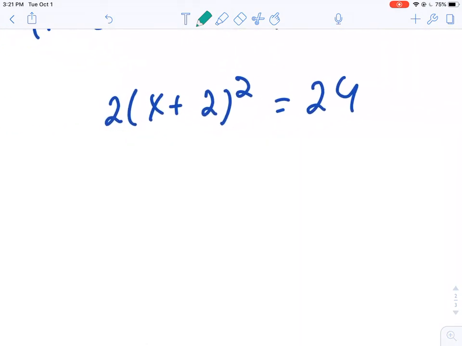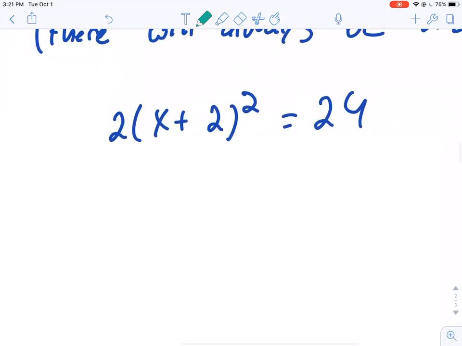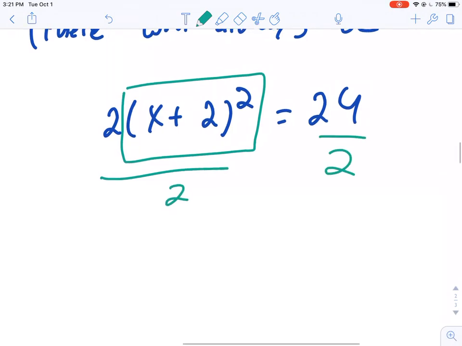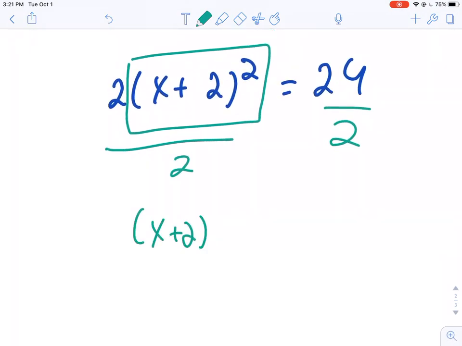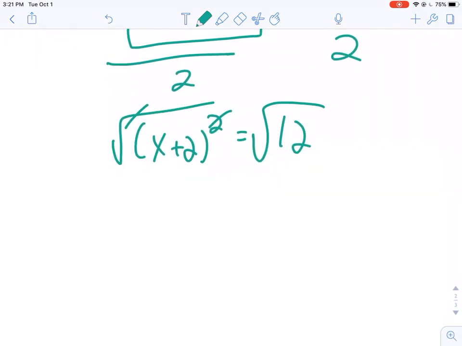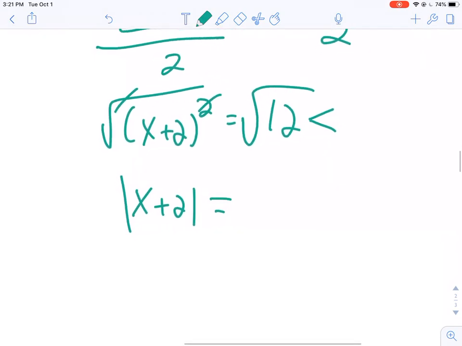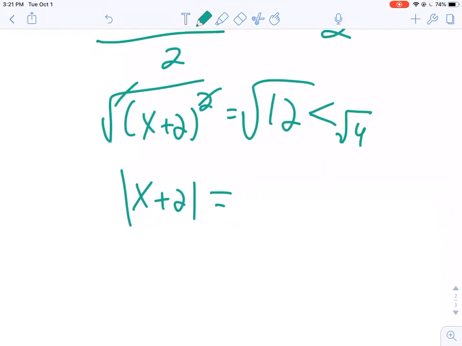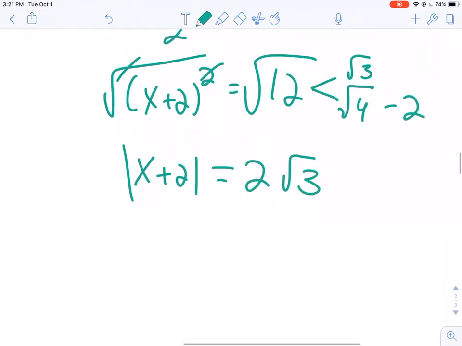Let's take a look at this one. A little bit more work is involved in this one. Before we can take the square root, we have to get this by itself. So we divide by 2 on both sides. It's going to give us x plus 2 squared equals 12. Now we can square root because it's by itself, right? The square root and the square cancel. X plus 2, absolute value, equals, and then we're going to have to simplify it eventually, so why not right now? Radical 4, radical 3 gives us 2, so that's 2 radical 3.